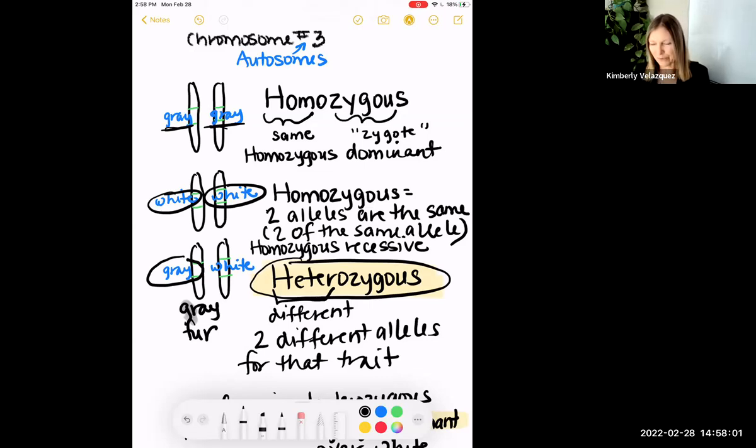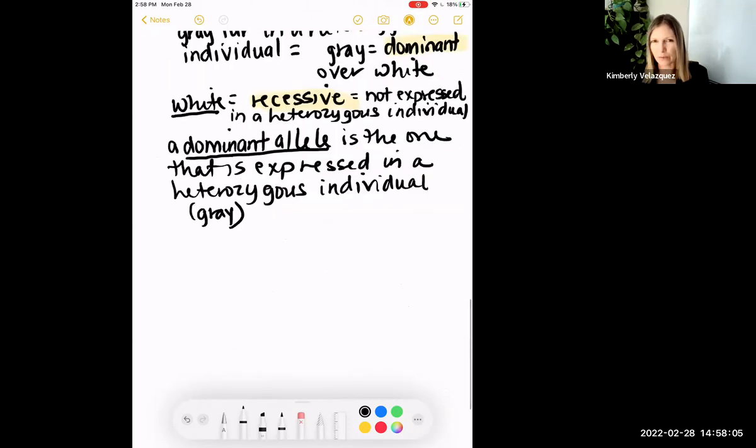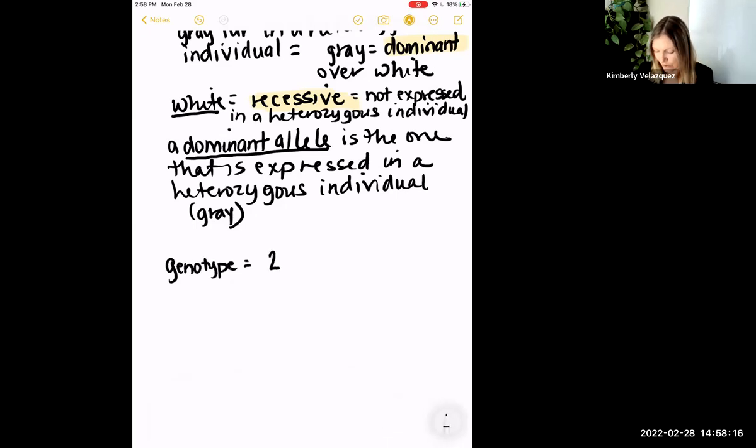Two more important terms right now that go along with this whole dominant, recessive, homozygous, heterozygous. And that is genotype, which is the two alleles an individual has for that trait.